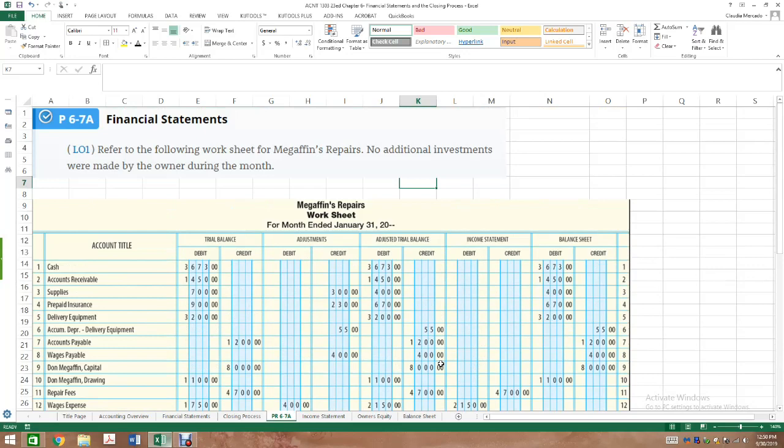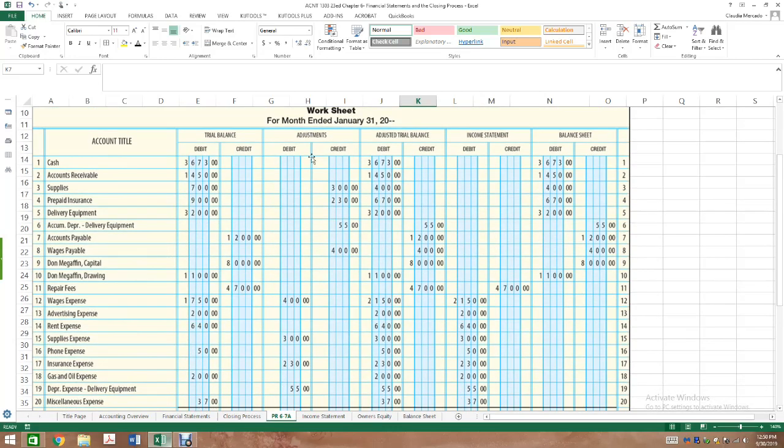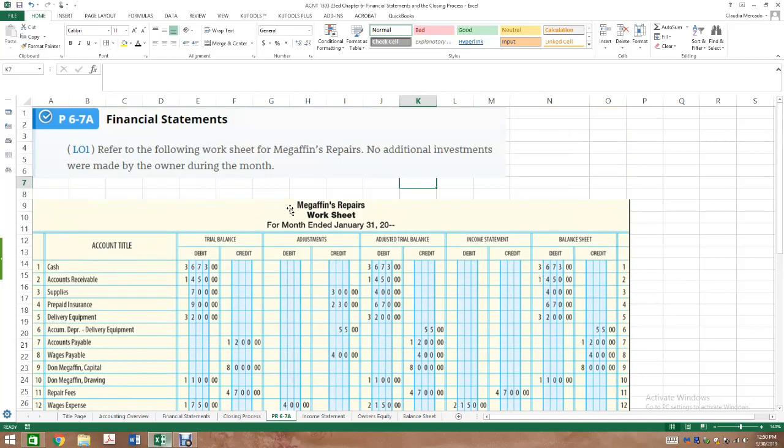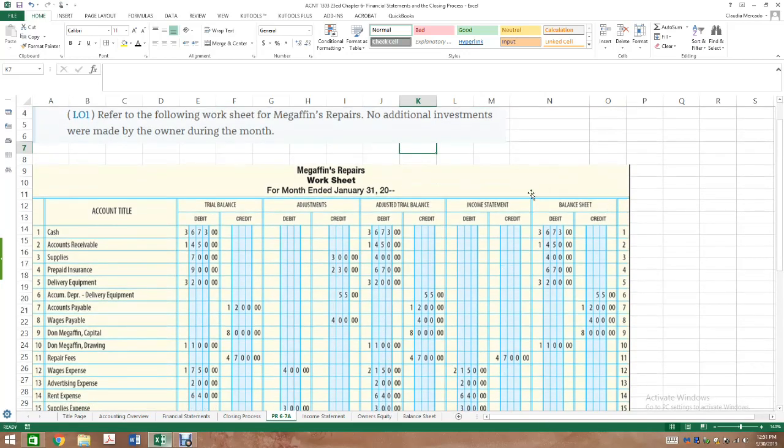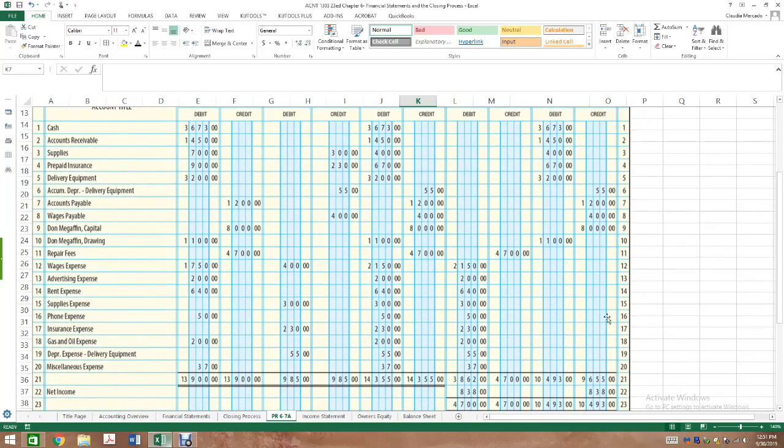Now, it is important that while we're solving this problem, you do have the worksheet handy. Either you can take a screenshot of the worksheet from here, or if you prefer, you can just go to your electronic book and look up the end of chapter problem 6-7-8. Print it out and have it available. That way you can follow along. Okay. We do need this information to be able to prepare our financial statements. Okay.